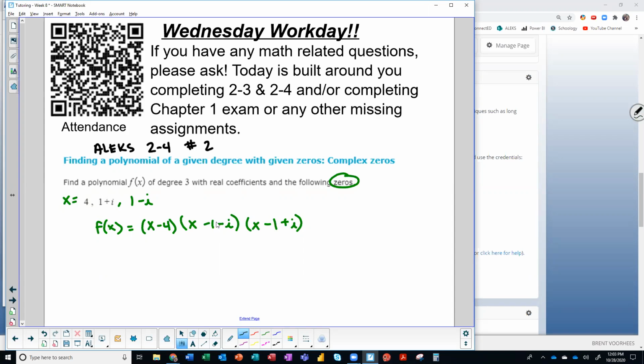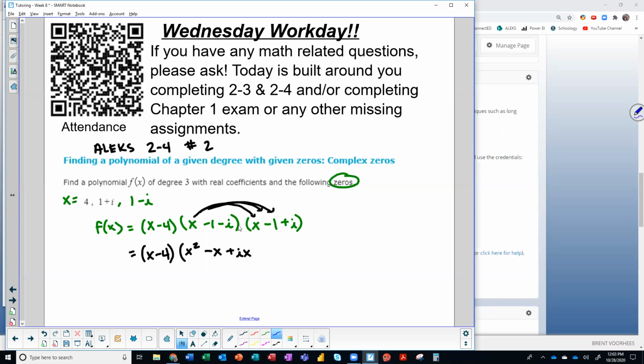So what I'm going to multiply first is the imaginary portion to get rid of the i's. So I will have x times x. I'm going to list this as x minus 4. And so I have an x squared. x times negative 1 will be a negative x. And an x times i is an ix. I do alphabetical order. You don't have to do that order, but I do.